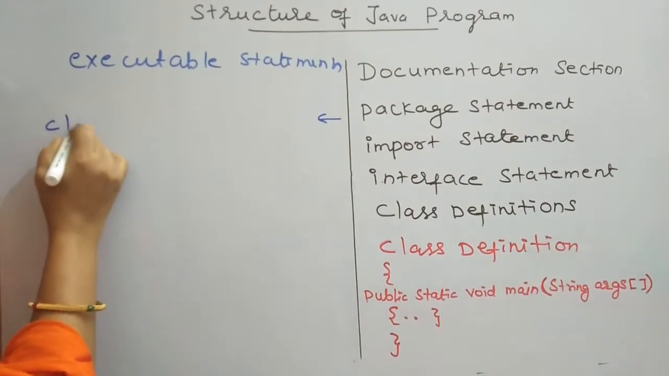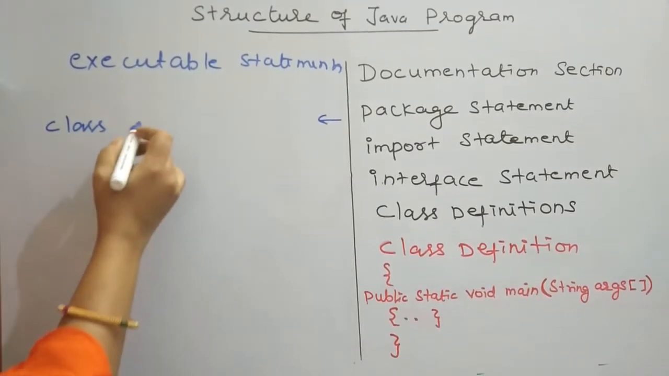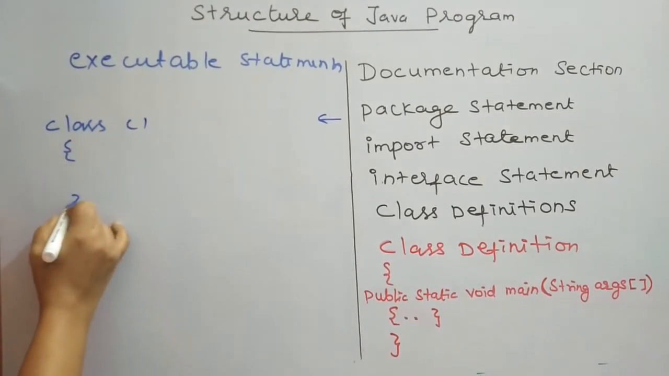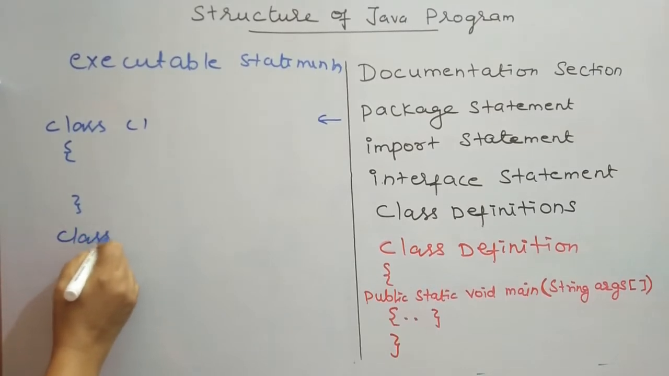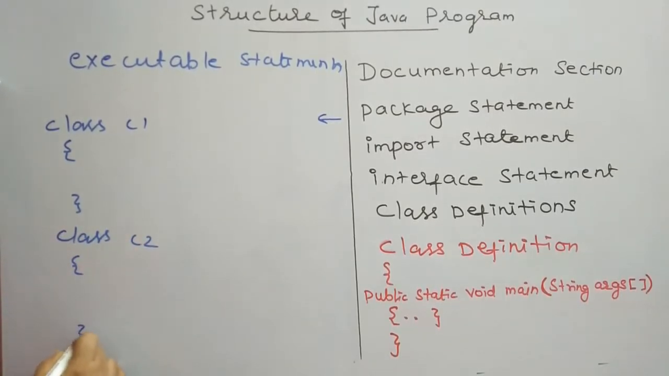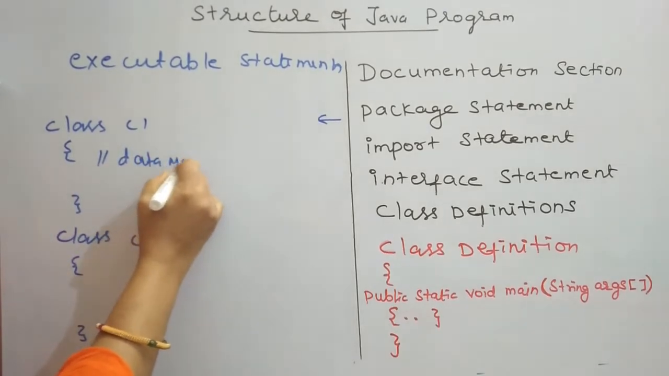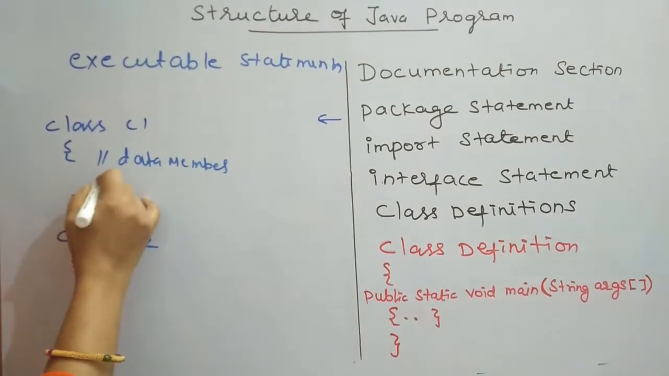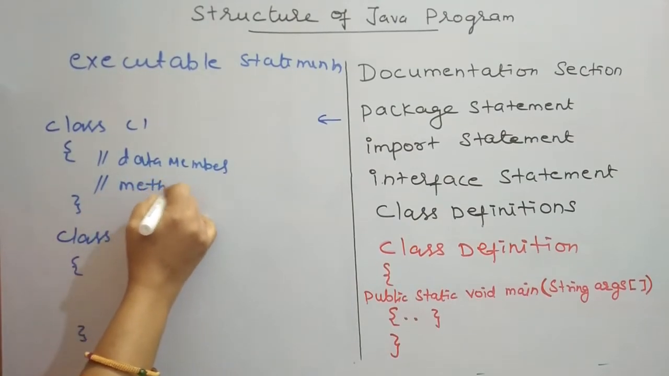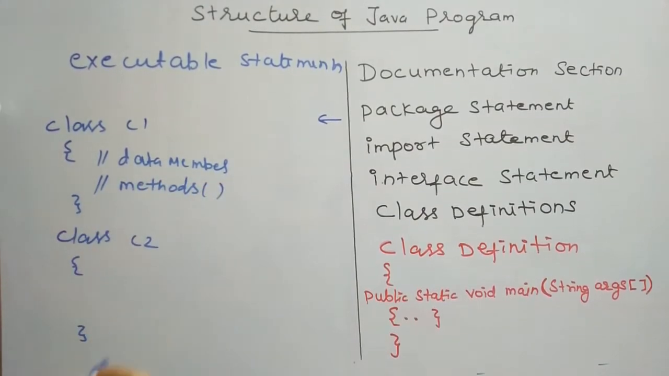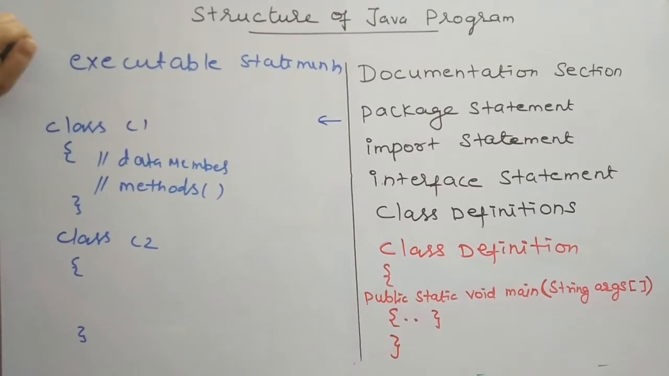In my Java file, if I have two class definitions, C1 and C2, inside the class definitions we may have data members and methods. If I want to combine these class definitions together under a name, or if I want to combine the class definitions of the same category under a name, we may make use of a package.